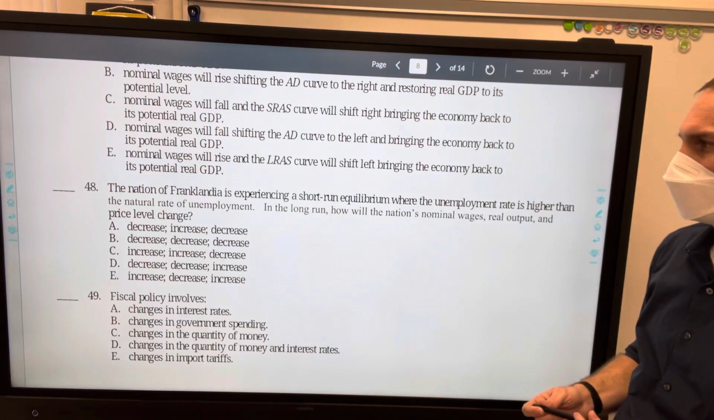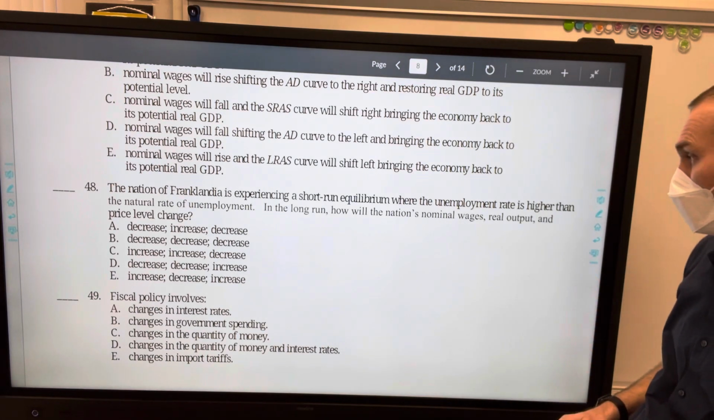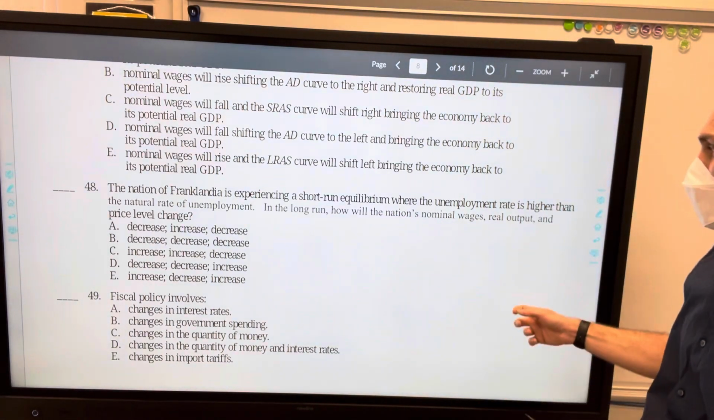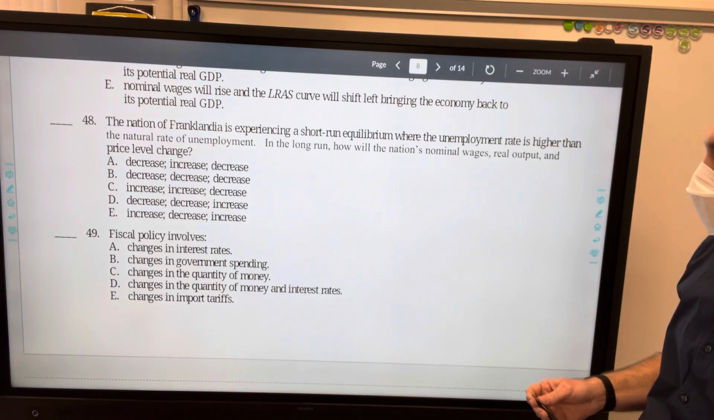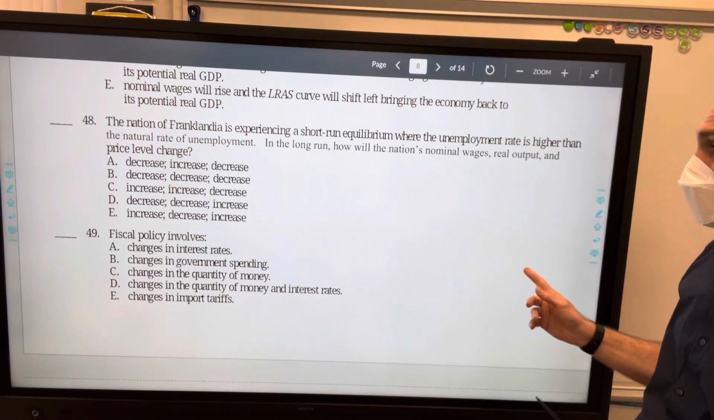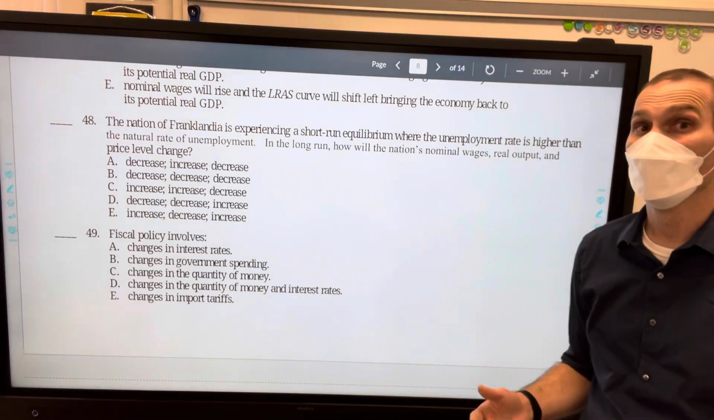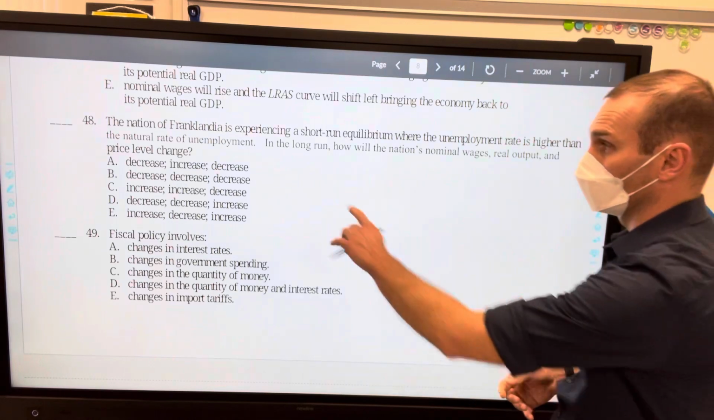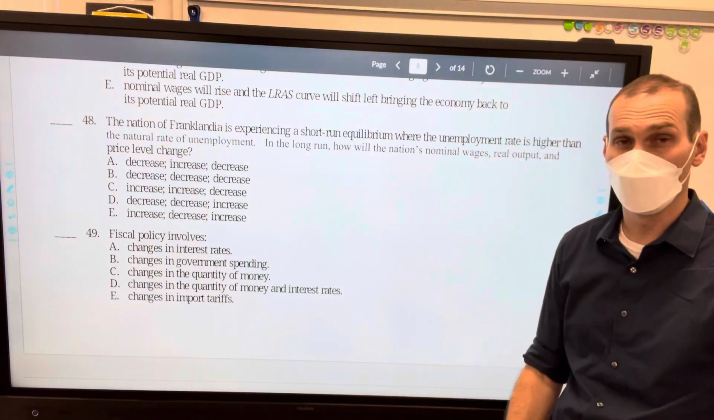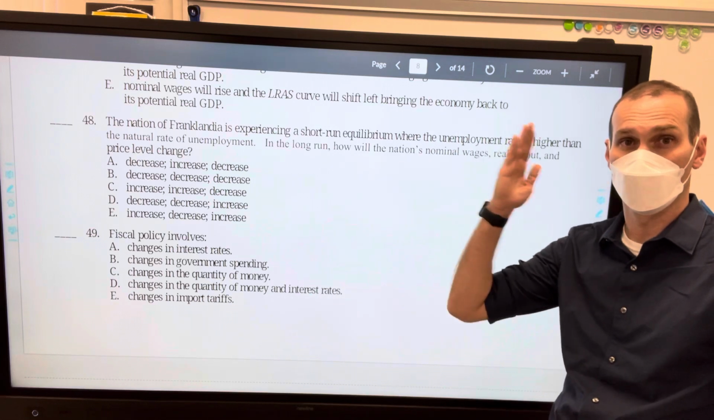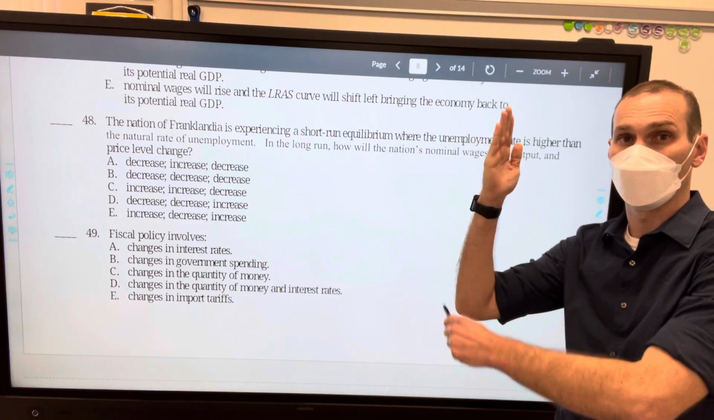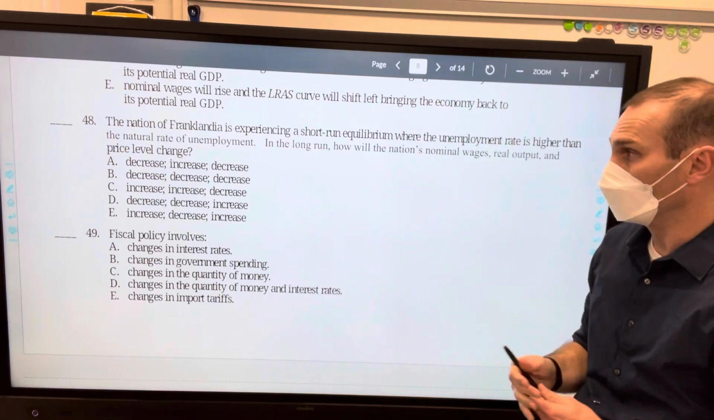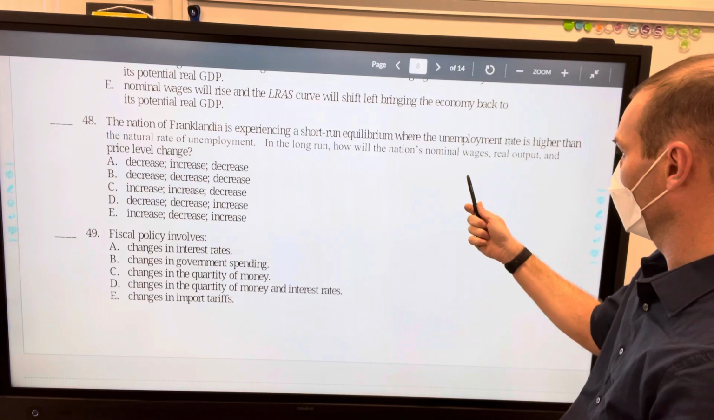It says, the nation of Franklandia is experiencing a short-run equilibrium where the unemployment rate is higher than the natural rate of unemployment. How, in the long run, will the nation's nominal wages, real output, and price level change? Okay, this one's a lot easier than you probably think because the key here is in the long run. In the long run, our long-run aggregate supply curve is vertical, which means it doesn't matter what the price level is, the output level will be potential output. So if we look at how the nation's wages change.